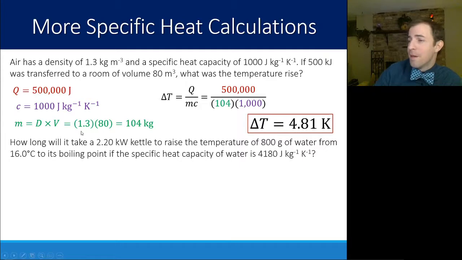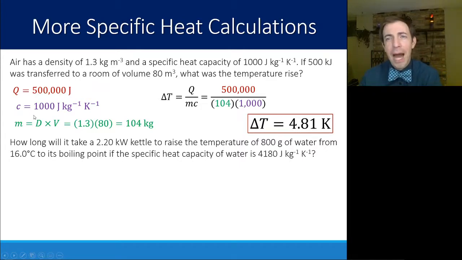I can also look at this in terms of power. Power is something that we saw very briefly earlier on this unit. Not this unit, but earlier on this year. And that's usually measured in watts. So here, I'm given how long will it take a 2.20 kilowatt kettle to raise the temperature of 800 grams of water from 16 degrees Celsius to its boiling point if the specific heat capacity is 4,180 joules per kilogram per Kelvin. There are a lot of pieces to this that were not given straight from this Q is equal to mc delta T sort of equation.